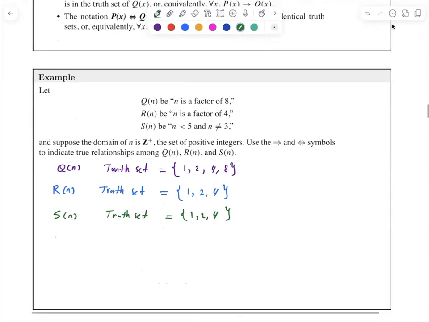So obviously you can see that Sn is a subset of Qn, and at the same time Rn is a subset of Qn, and obviously Sn and Rn are equivalent to each other. Sn is equivalent to Rn. They're basically the same.